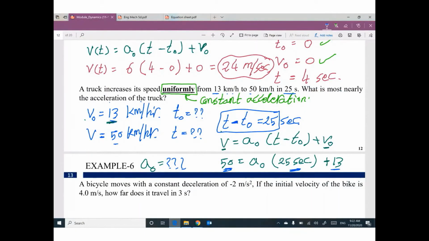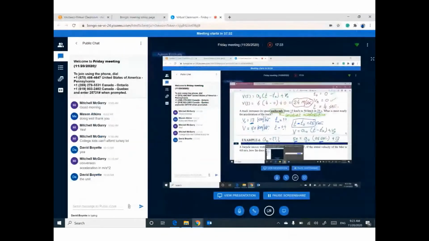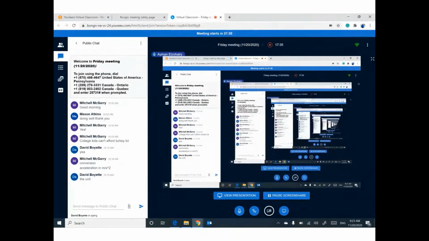Final velocity 50 kilometer per hour. Acceleration is unknown. t minus t naught given 25 seconds. Plus v naught, the initial velocity, was 13 kilometer per hour. If I did my calculations using my calculator and got a naught from this equation, do you think I get the correct number or wrong number? Any comment? Thank you, David. Thank you, Mitchell. Thank you.